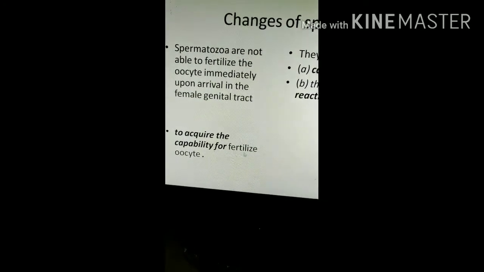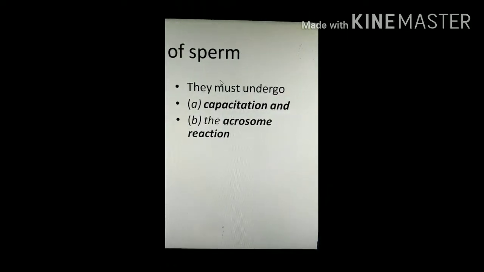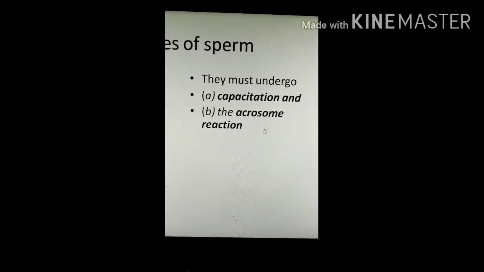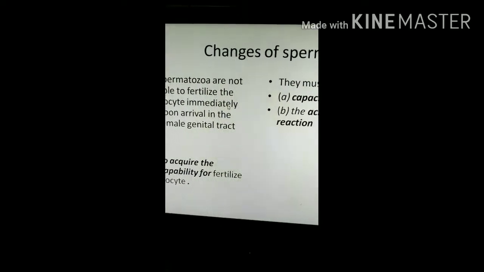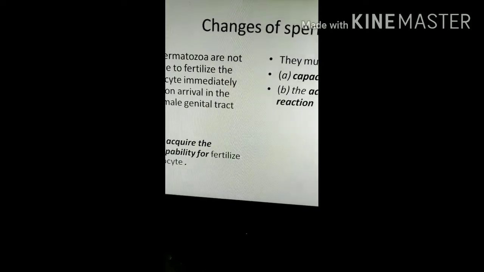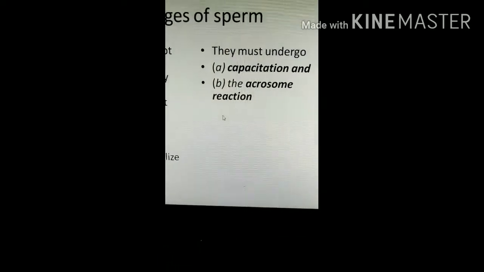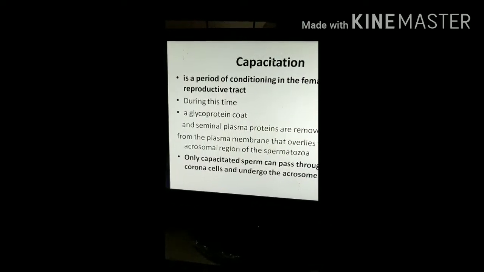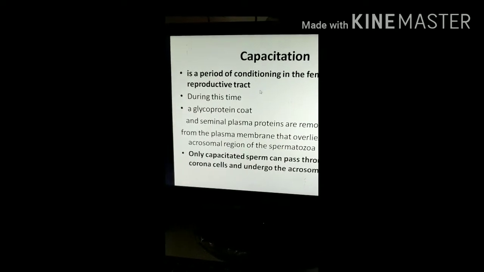To acquire the capability to fertilize the oocyte, sperm must undergo two conditions. One is capacitation, another is the acrosomal reaction. So what changes occur? Now, what is capacitation? Capacitation is a period of conditioning in the female reproductive tract.